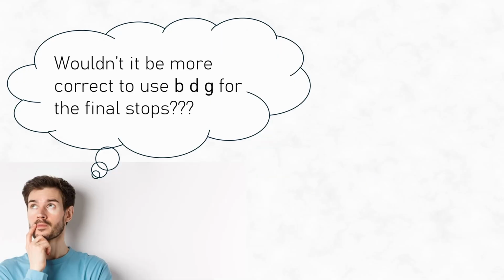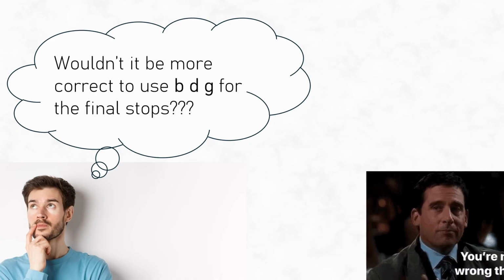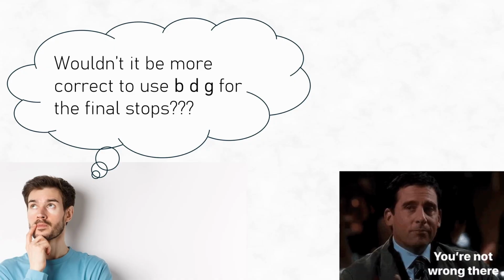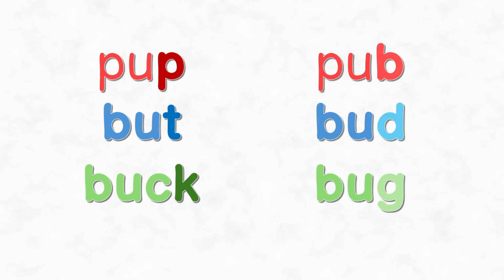So some of you might be thinking, wouldn't it be more correct to use the letters B, D, and G for the final stops then? Well, you wouldn't be wrong, but the simple answer is, it just looks better. The letters P, T, and K naturally make you want to cut the word short. For example, the English words pup, butt, and buck in English are very short and choppy, but switch the letters to B, D, and G, and that makes you want to drag it out to emphasize the voice sound, like in the words pub, bud, and bug.